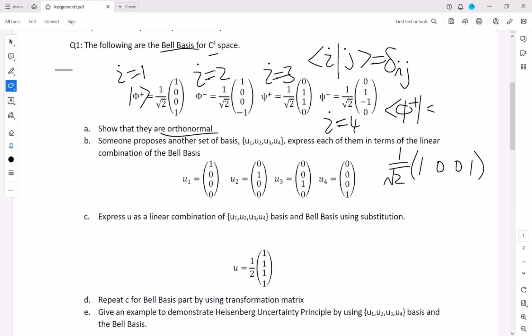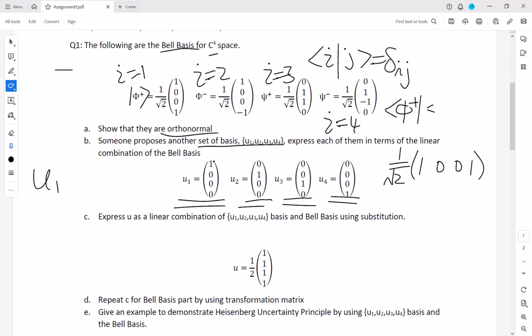Just show me. I want to go through one time. Is that okay? And then you can have another basis set for the same space. And we say we can use this: U1, U2, U3, U4. This is another basis state, right? I just want you to express each of them, for example, U1 in terms of the linear combination of the Bell states.